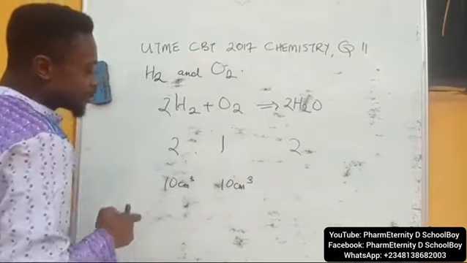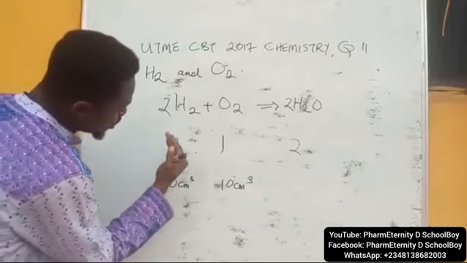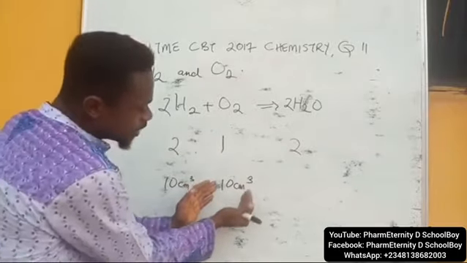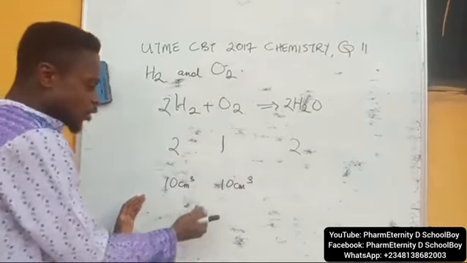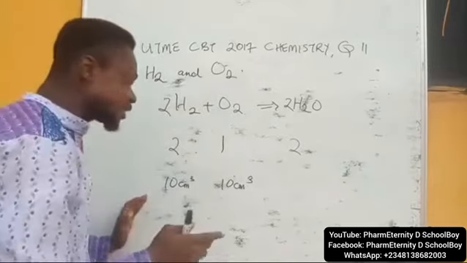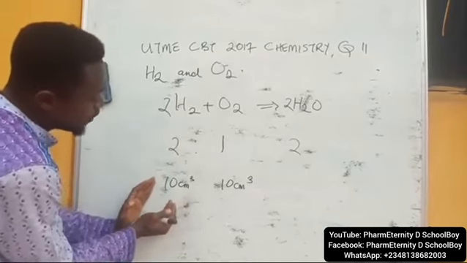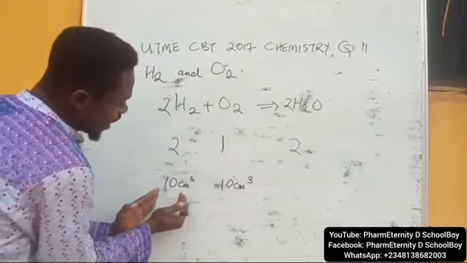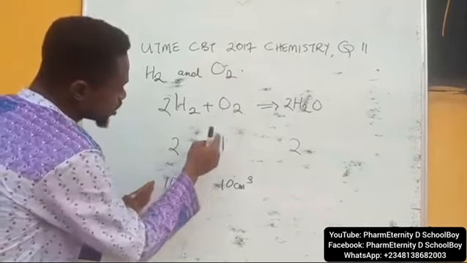So in that situation, hydrogen is 2 is to 1. And if we call that one 10 cm cube, that means here we become 20 cm cube. It will not work because the volume that was added is just 10 cm cube. So the best thing we can do is to start from the hydrogen end. Hydrogen is in 2 is to 1. If hydrogen is 10 cm cube, the ratio of hydrogen to oxygen is 2:1.